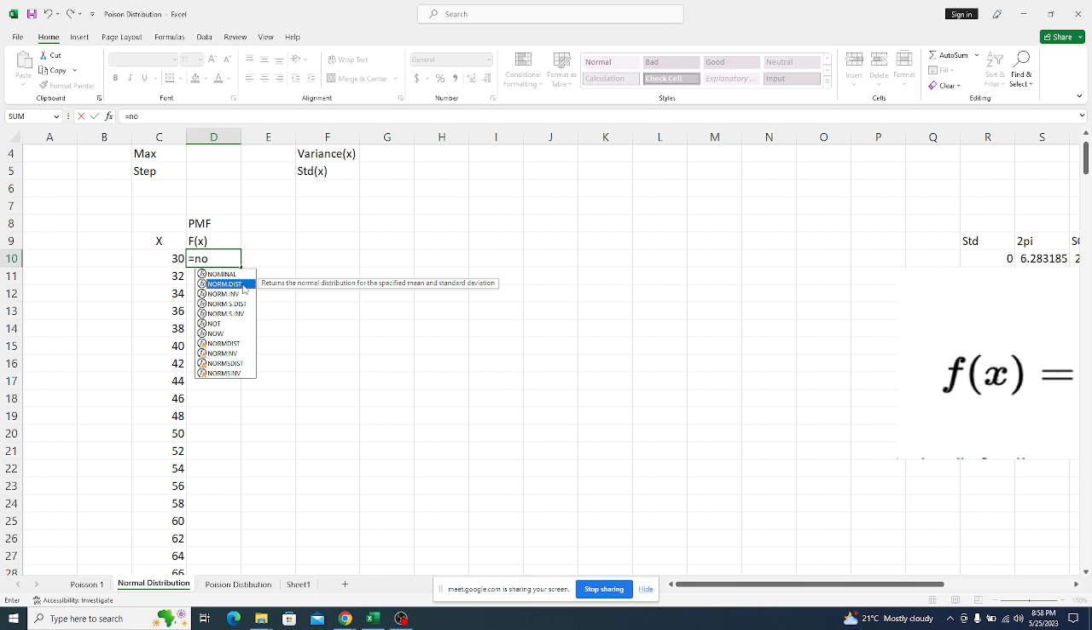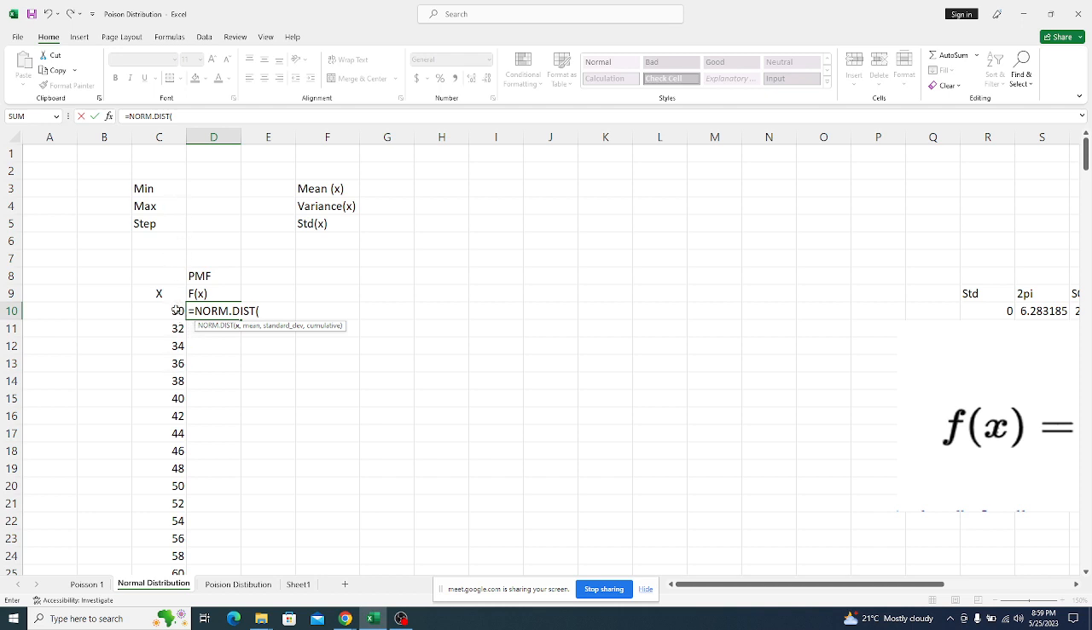We have the normal distribution, and you can see it returns the normal distribution for the specified mean and standard deviation. If you input that formula, you can see it will need some calculations. For example, we will need the value of x, which we have, and the value of the mean, which we can compute.